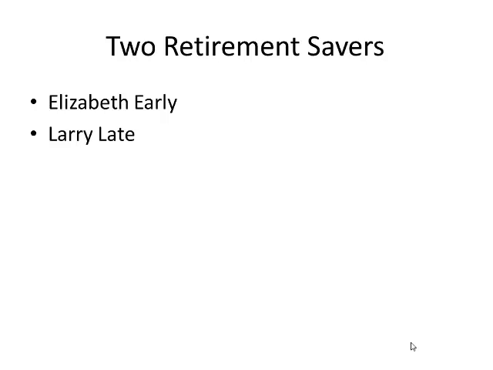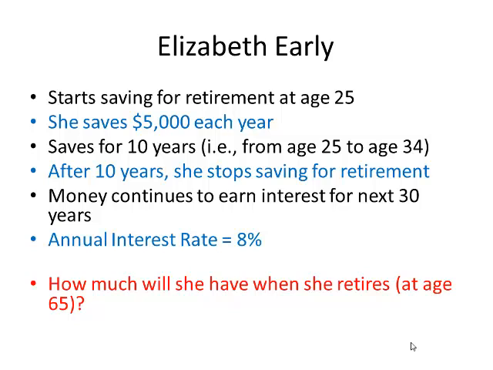for retirement. One of the people's name is Elizabeth Early, and the other one is named Larry Late. These two people are, in many ways, very similar, except in how they're going to choose to save for retirement. Elizabeth Early is going to start working at age 25. The same is true for Larry also. But Elizabeth is going to start saving for retirement immediately when she starts working at age 25.